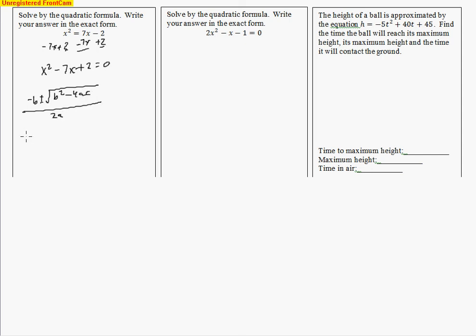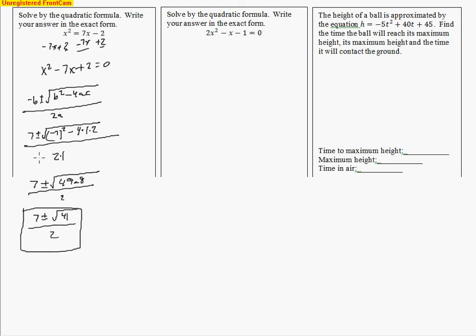So the opposite of negative 7, so 7 plus or minus the square root of negative 7 squared minus 4 times a, which is 1, c is 2, all over 2 times 1. So that makes 7 plus or minus the square root of 49 minus 8, and this is all over 2. So 7 plus or minus the square root of 41, all over 2. And that's it. That's as far as we have to go.